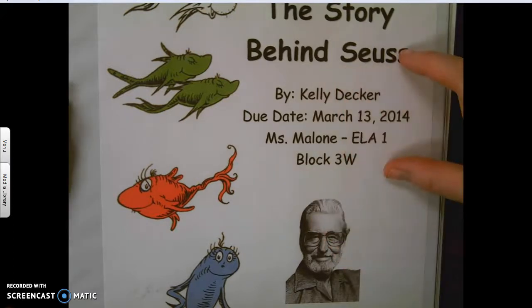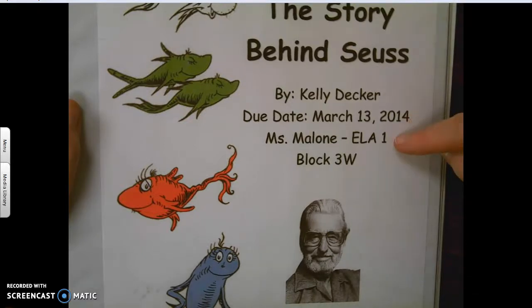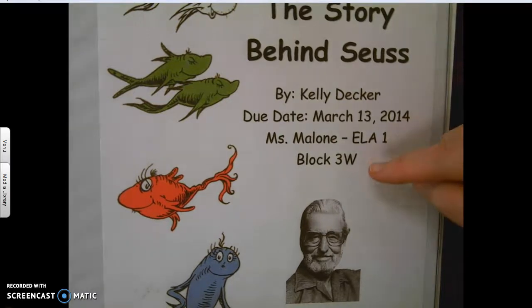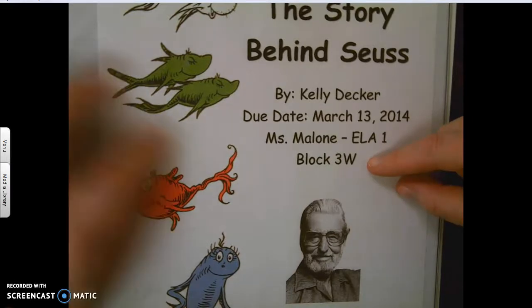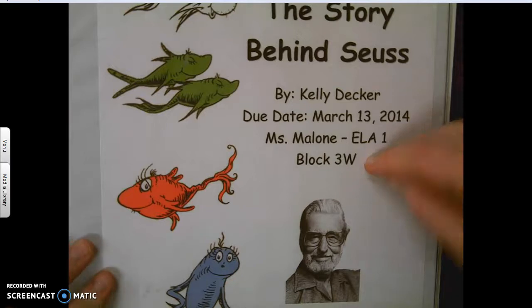Then you're going to put your information into MLA format. I expect that you are going to include your first and last name, the due date of the project, which for us is March 17th, 2016. You're going to put my name and the course, which is ELA 1, and it would be nice if you'd include the block you are a part of. Make sure you have all those things in there.